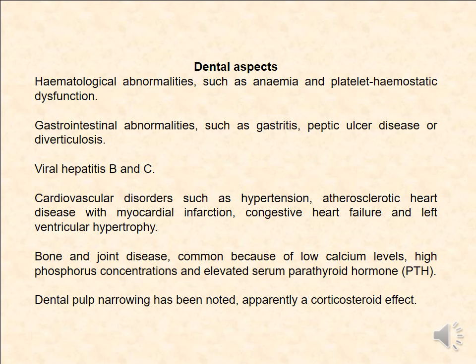Dental management for patients who have a renal transplant. Consider hematological abnormalities such as anemia and platelet hemostatic dysfunction, gastrointestinal abnormalities such as gastritis, peptic ulcer disease, or diverticulosis, viral hepatitis B and C, and cardiovascular disorders such as hypertension, atherosclerotic heart disease with myocardial infarction, congestive heart failure, and left ventricular hypertrophy. Bone and joint disease is common because of low calcium level, high phosphorus concentration, and elevated serum parathyroid hormone. Dental pulp narrowing has been noted, apparently a corticosteroid effect.